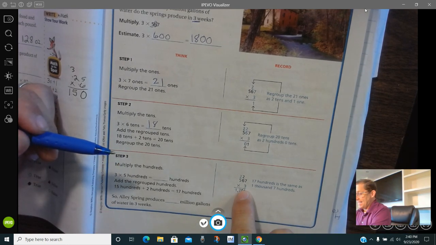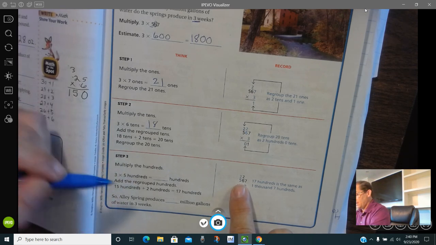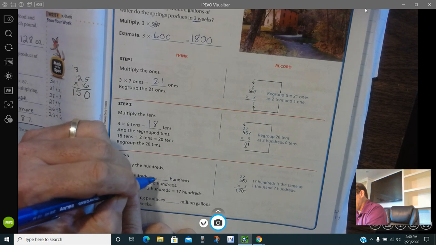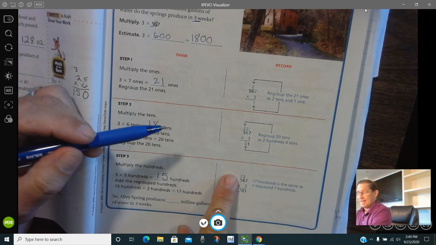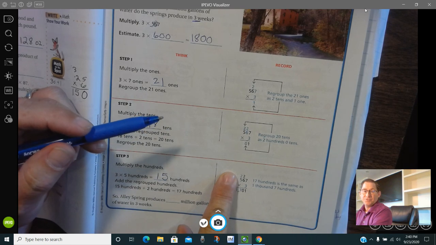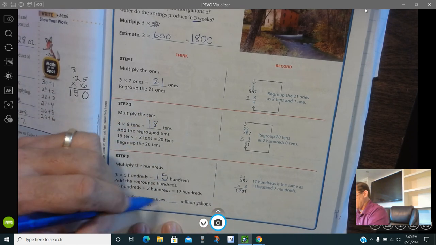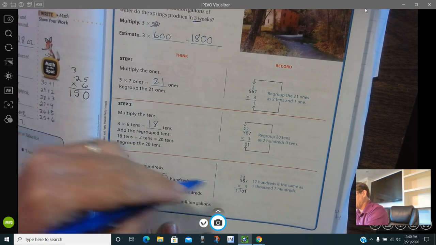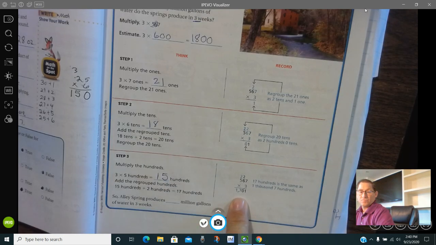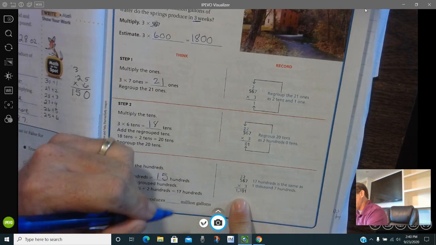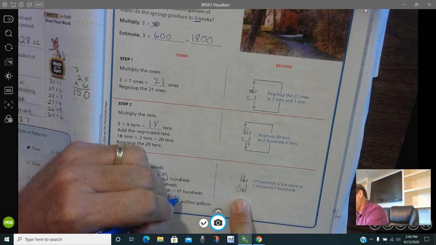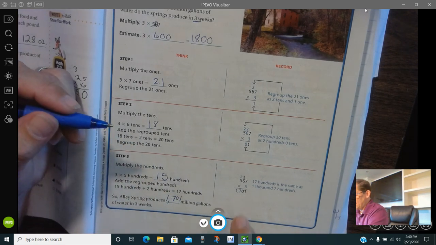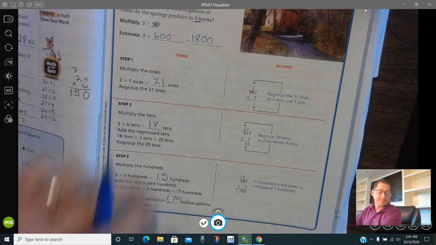So we have 3 sets of 500s. So 3 times 500s would be 15 hundreds, but we have to add the 2 regrouped hundreds. So we actually have 17 hundreds. So now, how many did we get when we multiplied 567 by 3? We got 1,701 million gallons of water in 3 weeks.